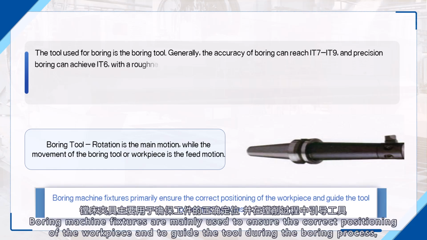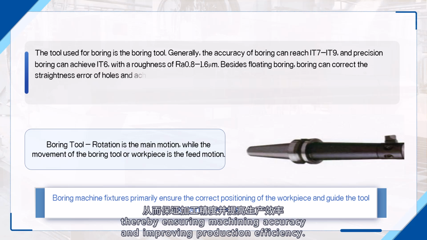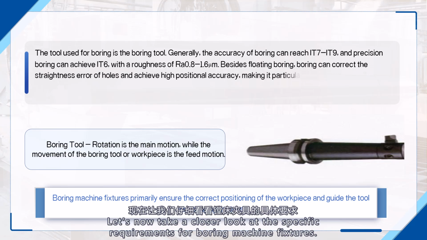Boring machine fixtures are mainly used to ensure the correct positioning of the workpiece and to guide the tool during the boring process, thereby ensuring machining accuracy and improving production efficiency. Let's now take a closer look at the specific requirements for boring machine fixtures.